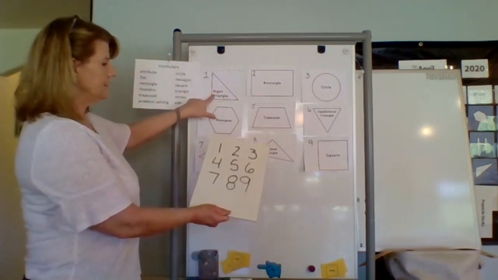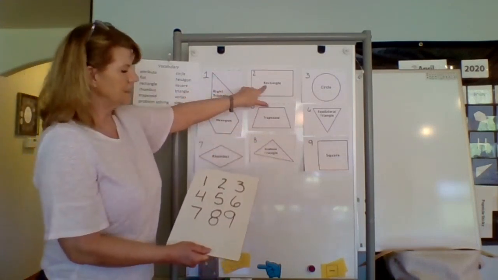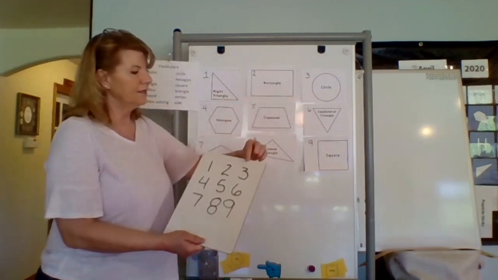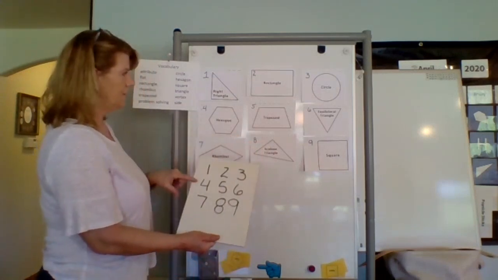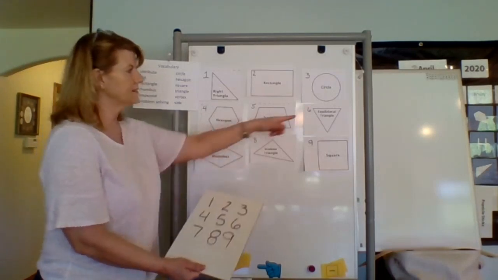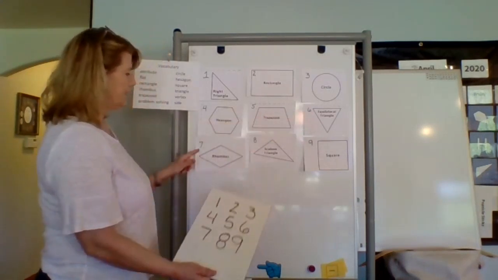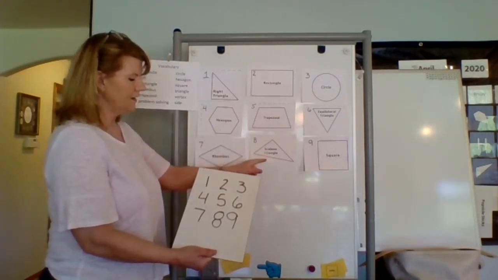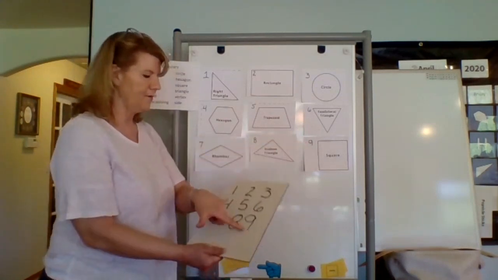So number 1 is the right triangle. Number 2, a rectangle. Number 3, a circle. Number 4, a hexagon. Number 5, the trapezoid. Number 6, equilateral triangle. Number 7, the rhombus. Number 8, the scalene triangle. And number 9, the square.